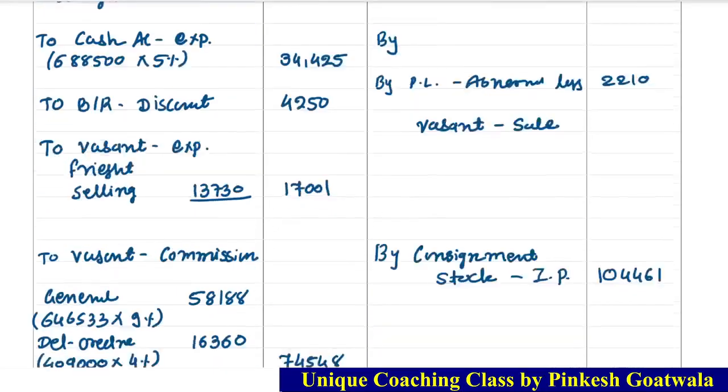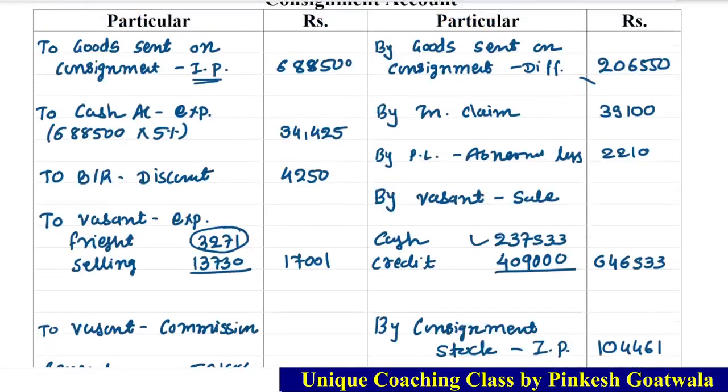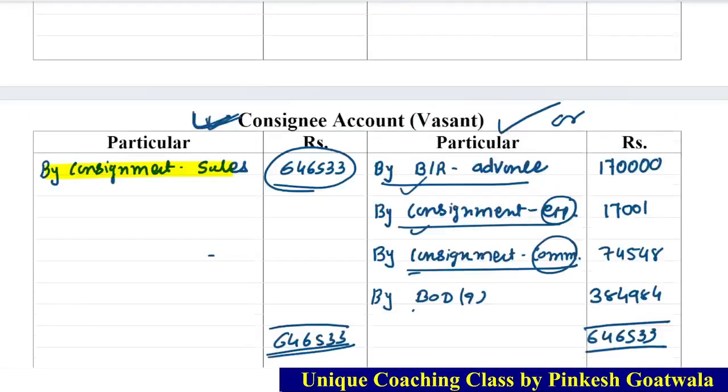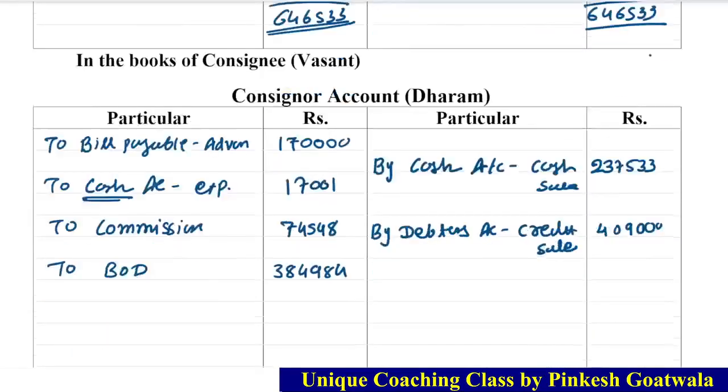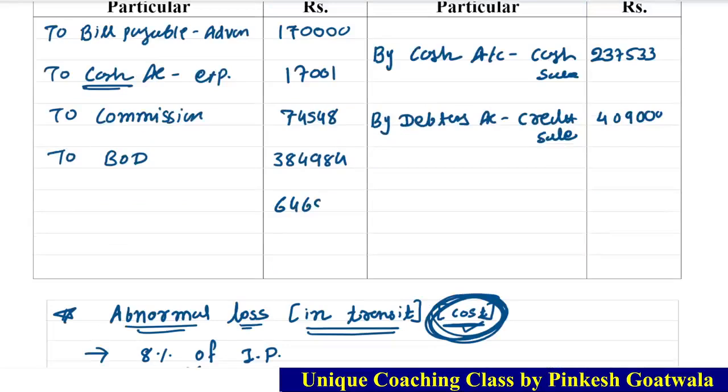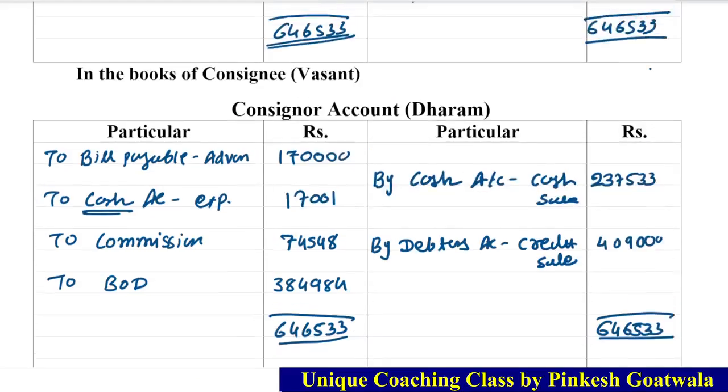Total sales will come, but separately. 237,533 and 4,09,000. Okay, this way we should give effect. So total 646,533. Clear? So this is the way to give effect if they ask the consignor account in the books of the consignee. Copy from above, and we will make changes this way. Okay, clear?